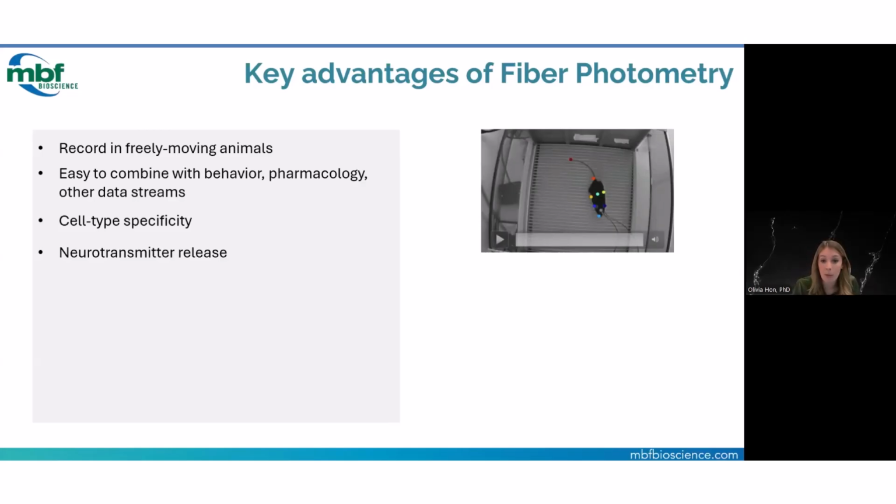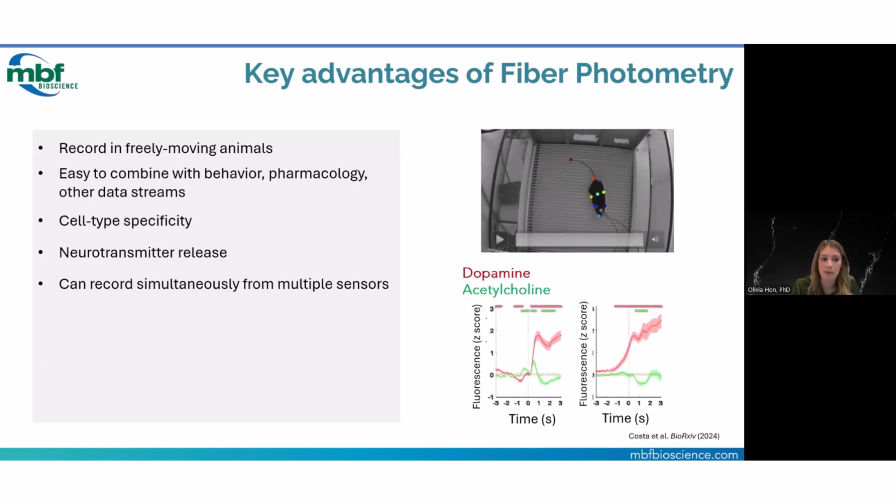One thing that's really cool about fiber photometry is that you can record simultaneously in different wavelengths, which allows you to record multiple signals at the same time. This example here is from a study that was recording both dopamine and acetylcholine activity at the same time using different wavelengths. So it's quite a powerful tool, and gives you a little bit more specificity than you would get with, say, ephys, where you can't tell what types of cells you are recording from.